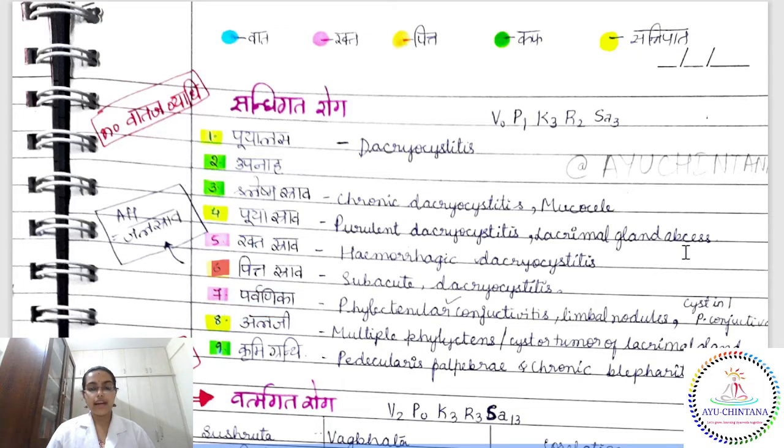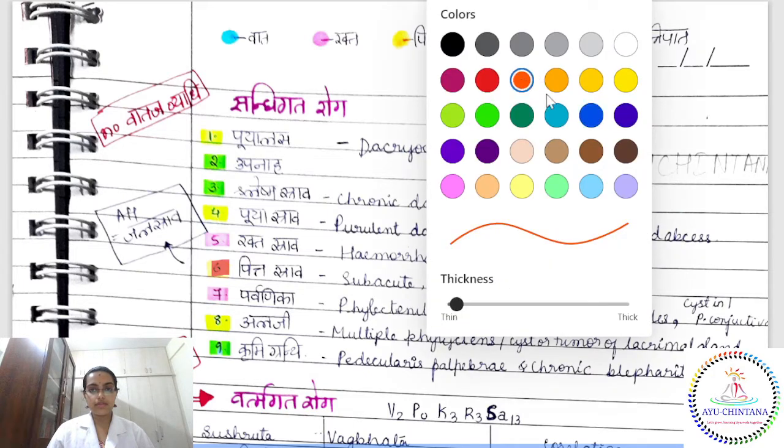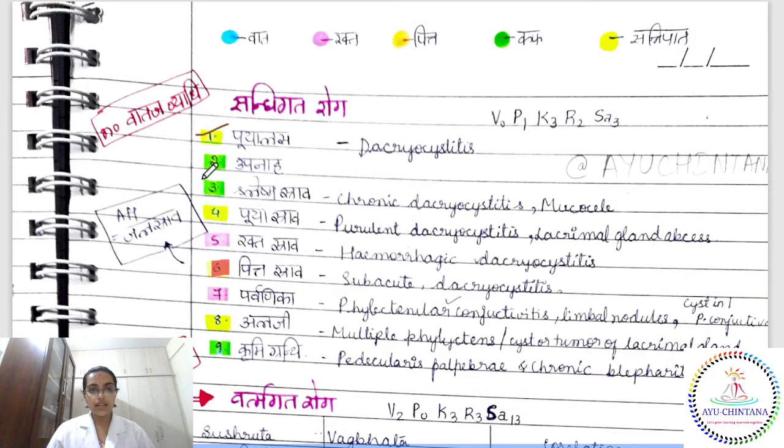Okay. And finally, Sannipataja, how many are there? There are 3. That is Puyalasa, then Puyasrava and Alaji. There are 3. Okay. Sandhigata Rogas, we got to know it is 9 in number.